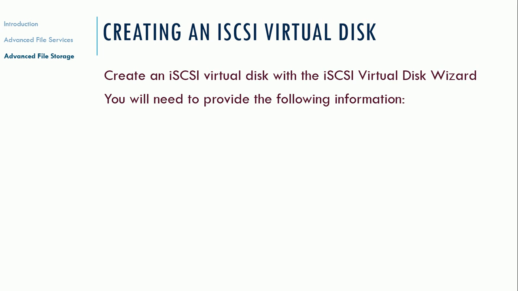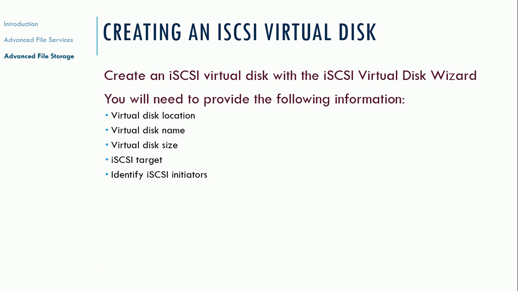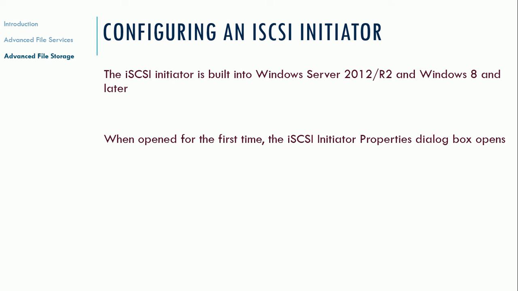To create an iSCSI virtual disk, you're going to use the wizard, or what I like to call the iSCSI virtual disk Sherpa. You will need to provide the following. You'll have to provide the virtual disk location, the virtual disk name, the virtual disk size, and the iSCSI target, as well as identify the iSCSI initiators, and select the authentication method. You do generally want to use authentication because this is all on the network, and you don't want someone being able to mount to your storage that isn't supposed to. So generally we use authentication with iSCSI.